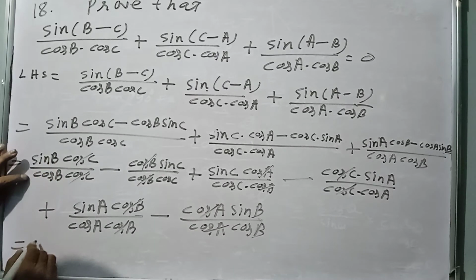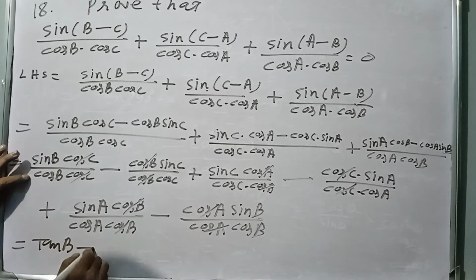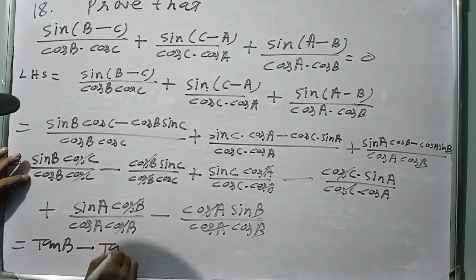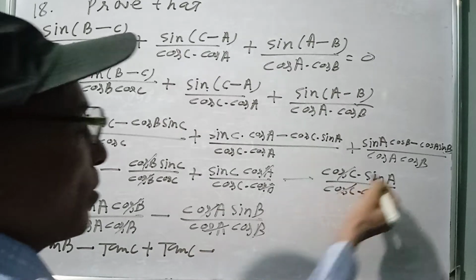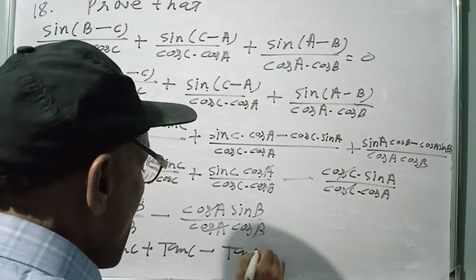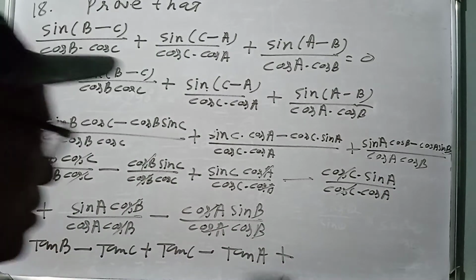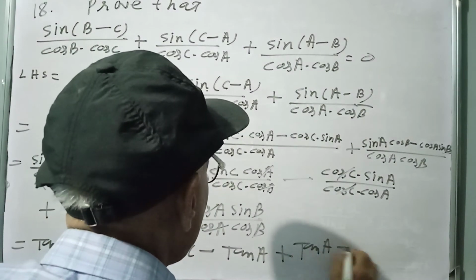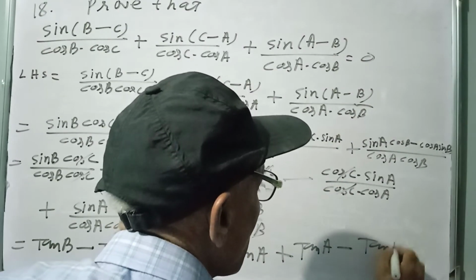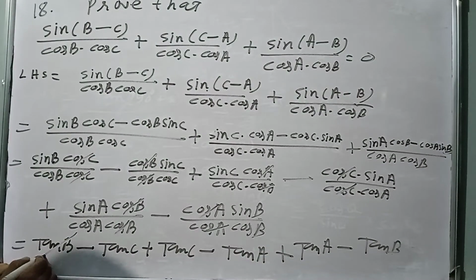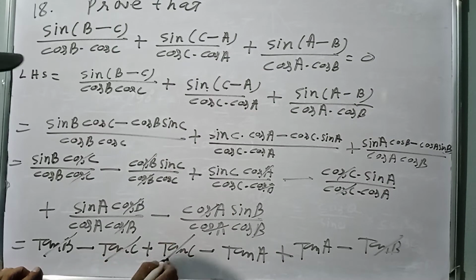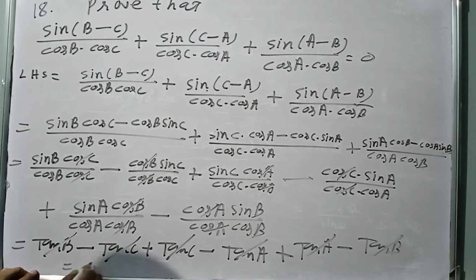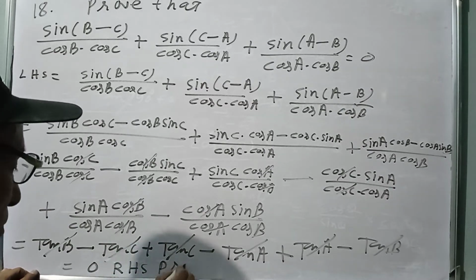Now sin b by cos b is tan b, minus sin c by cos c, tan c, plus sin c by cos c, tan c, sin a by cos a, tan a, plus sin a by cos a, tan a, minus sin b by cos b, tan b. Plus, minus, tan b plus tan b minus tan b minus tan c plus tan c, all cancel, 0. Right hand side proved.